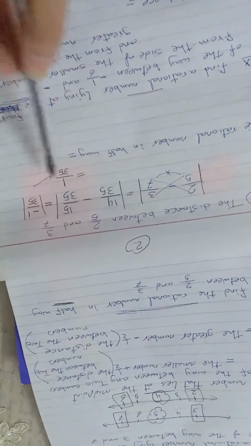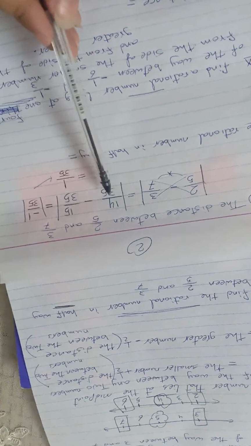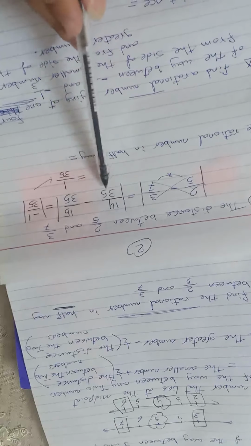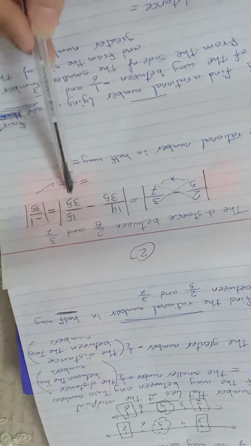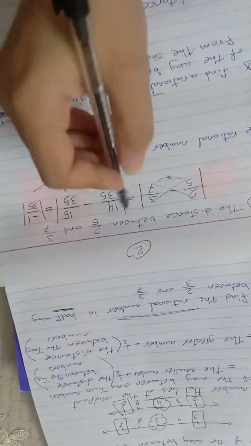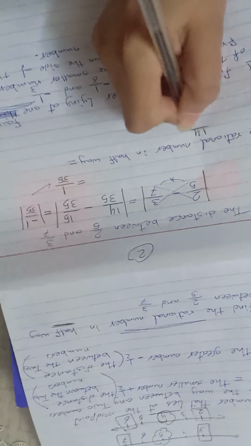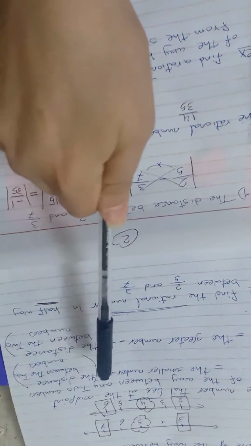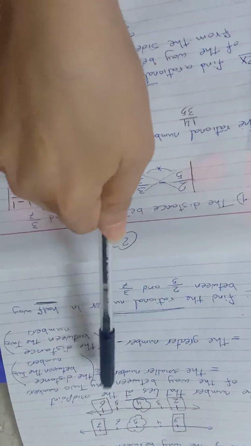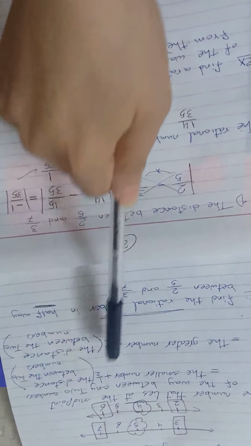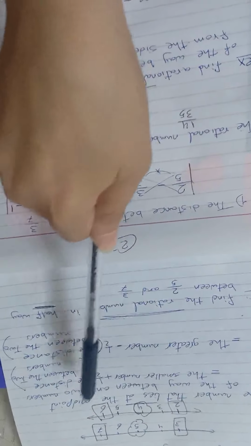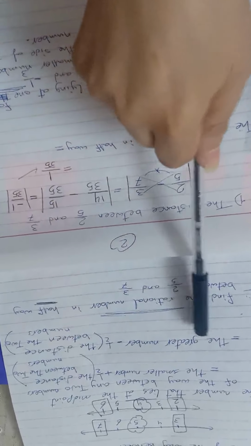Now I want to use the smaller number. What is the smaller number, 14 over 35 or 15 over 35? The smaller number is 14 over 35. The rule said the smaller number plus. This is the difference between the two rules: with the smaller number it is plus, but with the greater number it is minus.